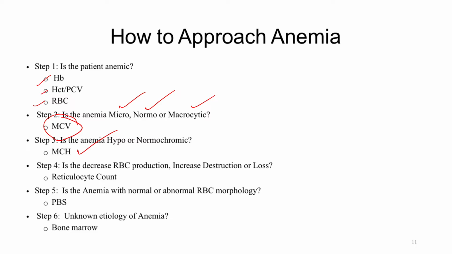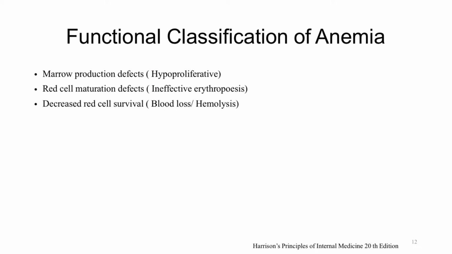In the next step, is there decreased RBC production or increased destruction or loss? This will be shown by the reticulocyte count, which is an important determinant for diagnosis of anemia. Is the anemia with normal or abnormal RBC morphology? That will be made clear from our peripheral blood smear. And if we are not sure about the etiology of anemia, we have to do bone marrow examination.